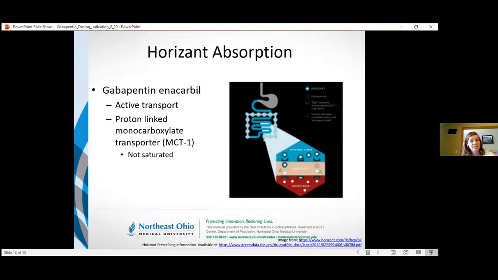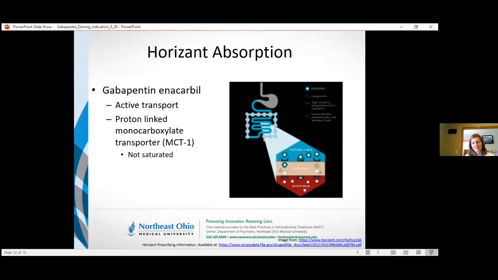So that was really the justification for the development of the 2 newer products. So the Horizant is actually a prodrug of gabapentin, so it has another chemical that's attached to it, and it can use a different transporter. So this transporter is actually in a different location in the small intestine, and there's a lot more of the transporters than there was with that large neutral amino acid transporter. So this one does not get saturated.